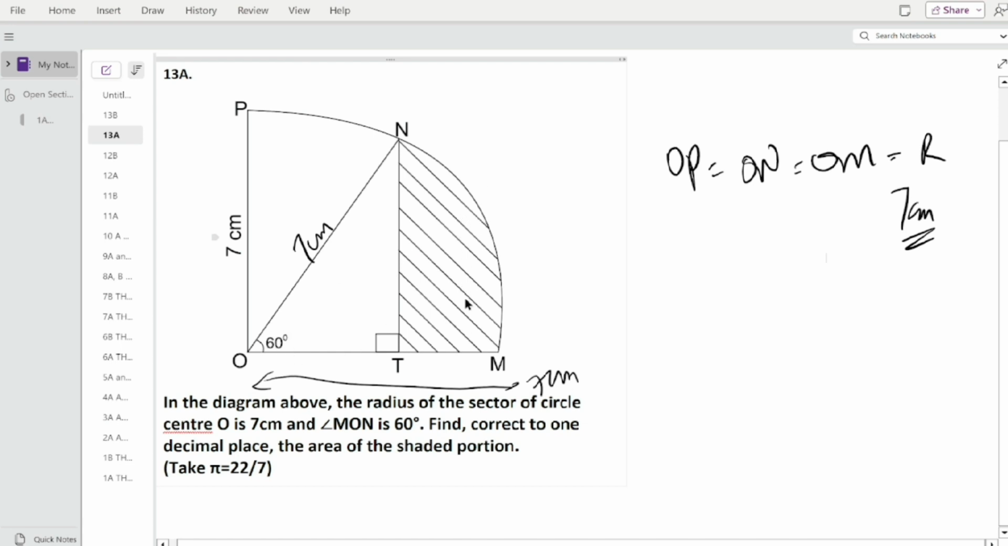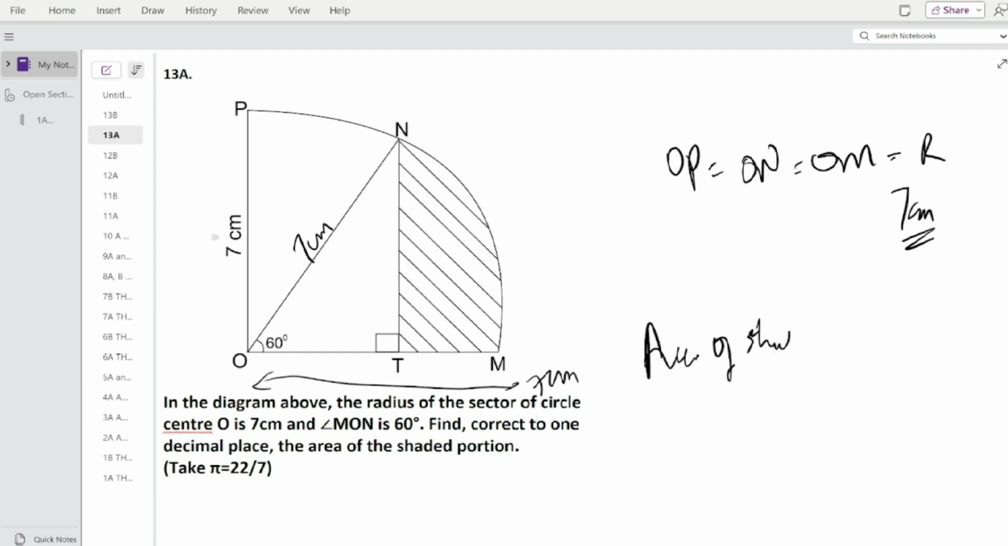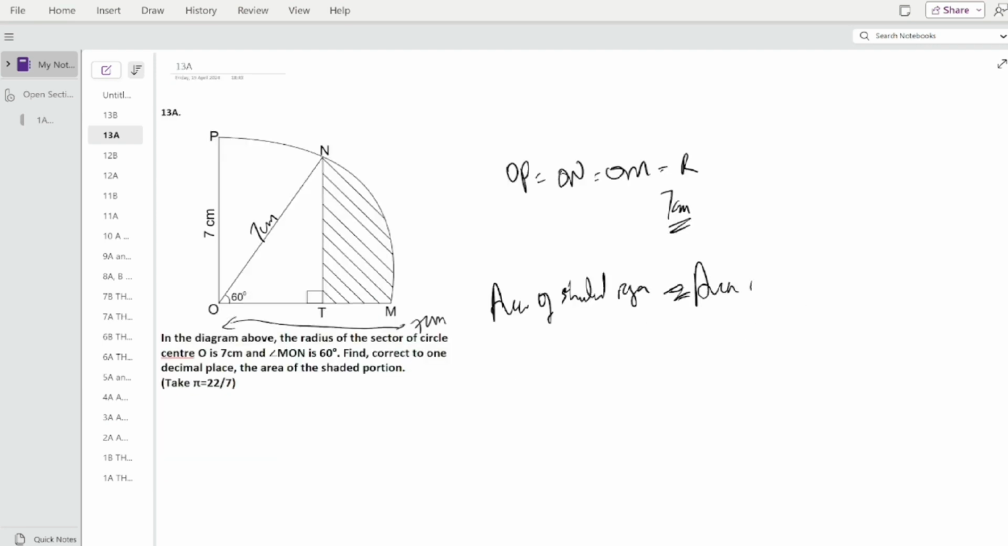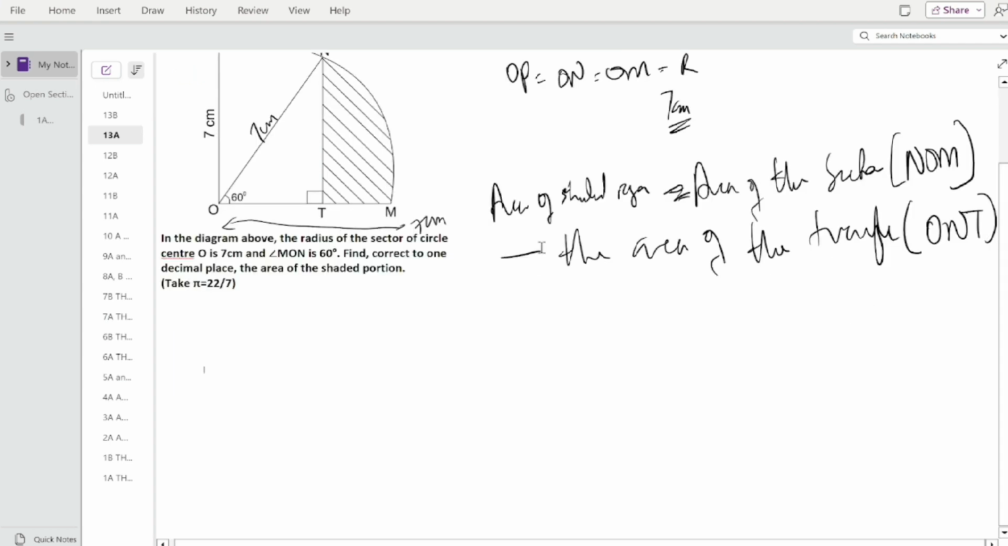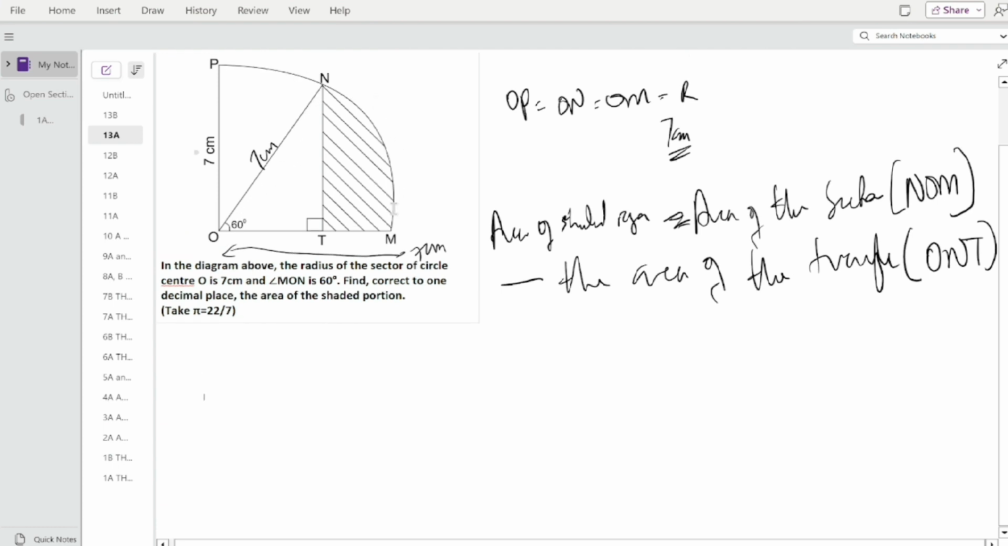Same applies to this. The area of the shaded region is equal to the area of the sector MON minus the area of the triangle ONT. We know that to find the area of the shaded region, we need the area of the sector and the area of the triangle, and subtract the area of the triangle from the area of the sector. And the particular sector we're talking about is the one that runs from O through N, takes a curve at M, and back to O through T.